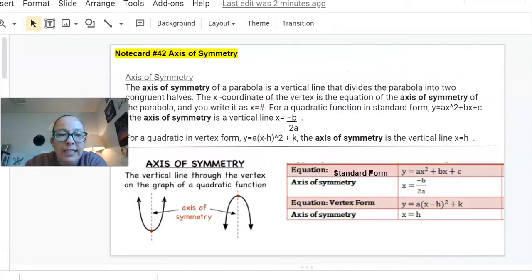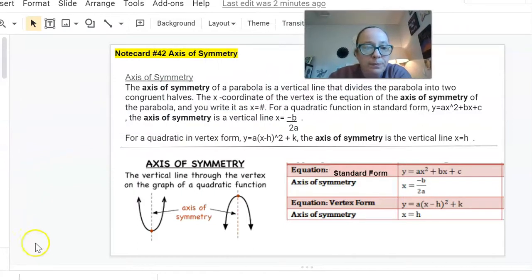What I'm going to want you to write down is this. This is note card 42 on axis of symmetry. So pause me and get this stuff going.